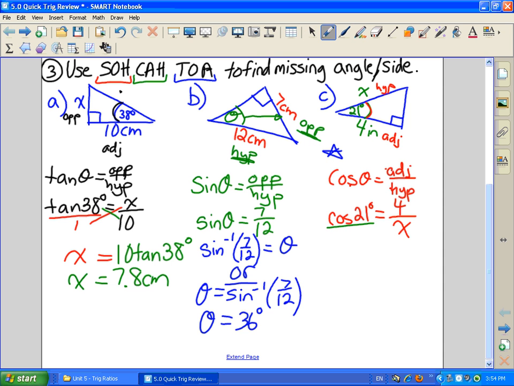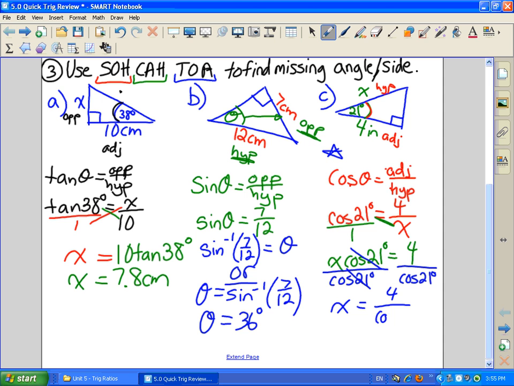When we go to cross multiply here, x is actually on the bottom. So if we cross multiply, we've got x times cos of 21 equals 4. Now if we want to get x by itself, currently it's being multiplied by cos 21, so we have to do the opposite, which is divide by cos 21. Whatever you do to one side, you do the same to the other. These will cancel out, so x equals 4 divided by cosine of 21 degrees. Plug it in your calculator as is, and you're going to get x equals approximately 4.3 inches.